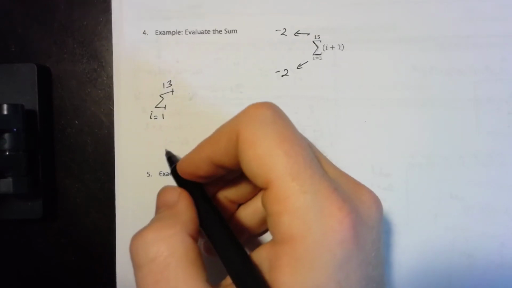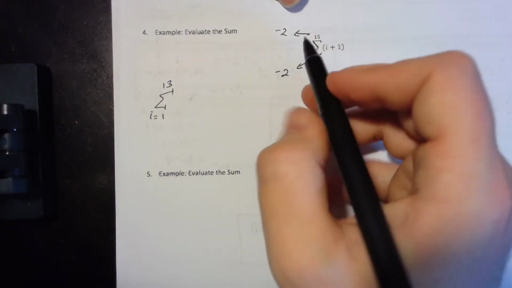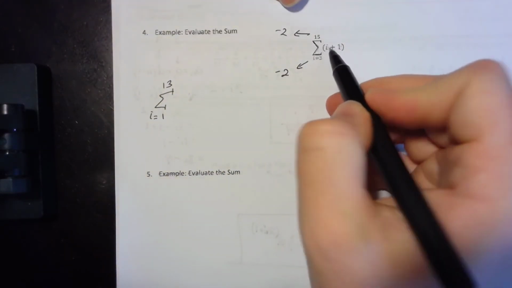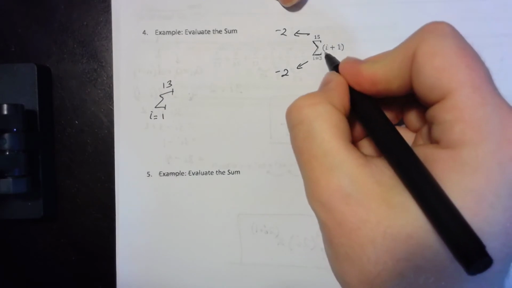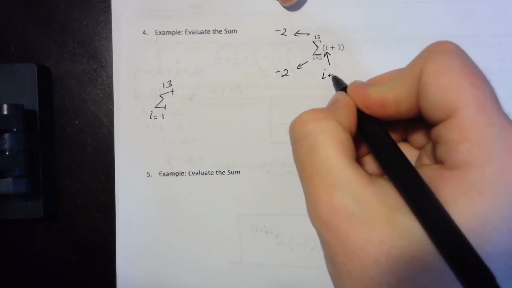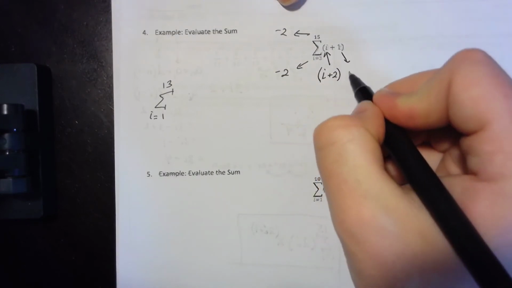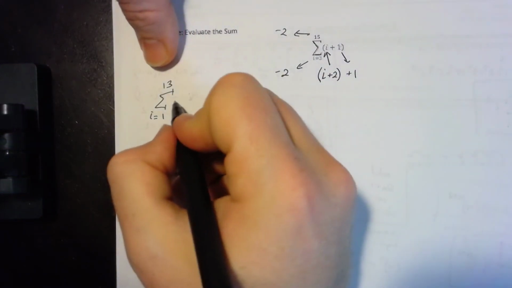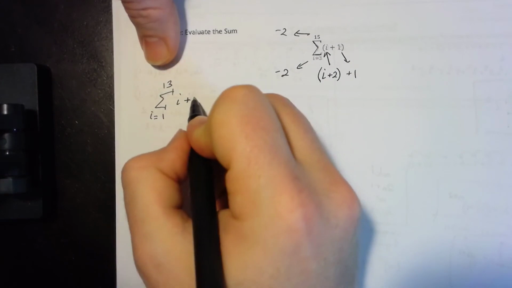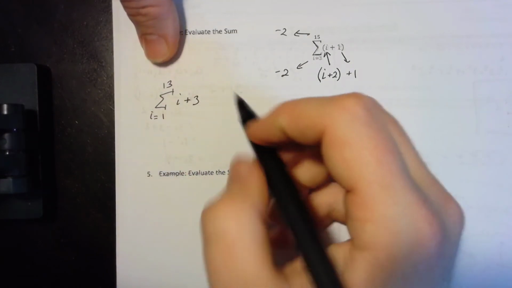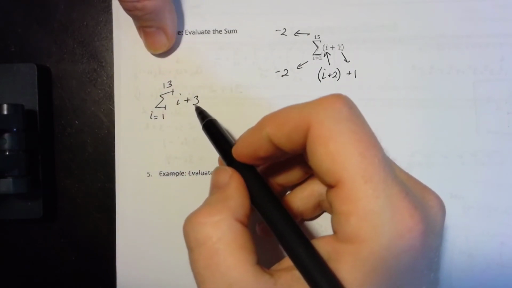Now, if I subtract 2 from the outside, I have to add 2 to the i value on the inside, which means that this i right here is now changing to i plus 2. And then this 1 I still have to add in, which means that my summation is now i plus 3. Now, if you don't trust this, again, by all means, check it.